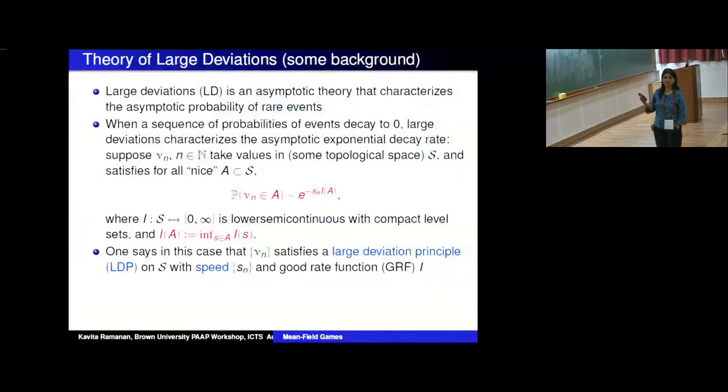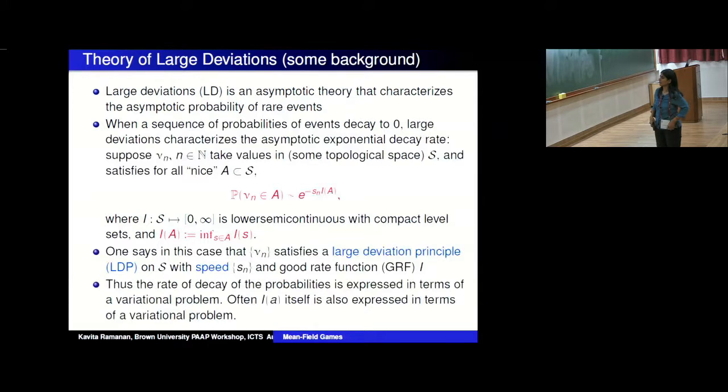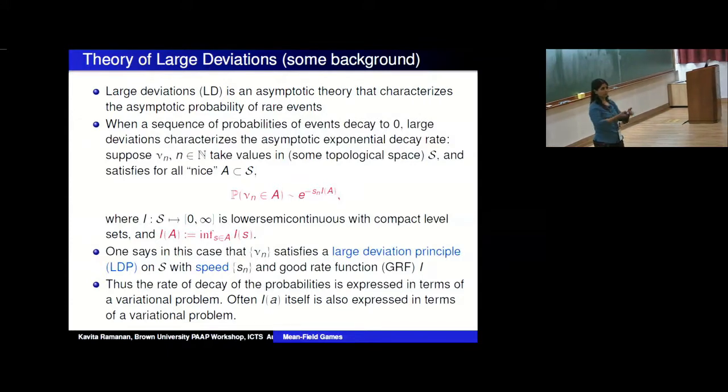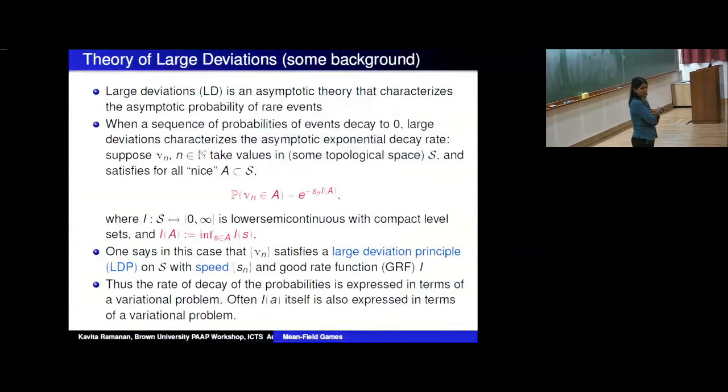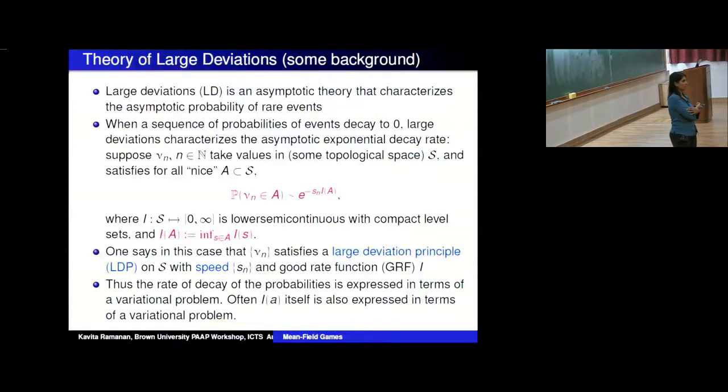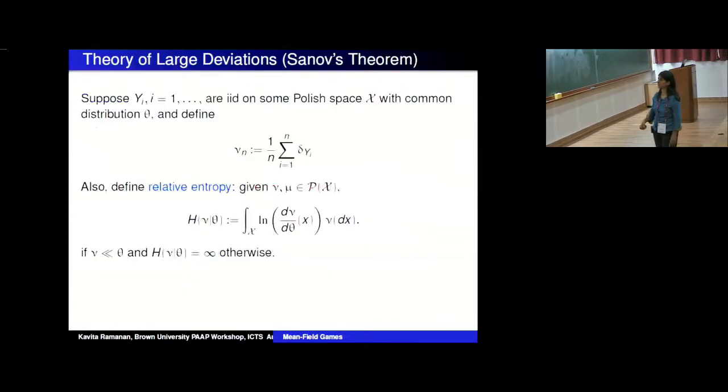Okay, so it's really just saying I have a bunch of probabilities and they're decaying exponentially, and I want to understand the rate at which they decay, and I want to understand the exponent as well. This is often given in terms of some variational problem, and I itself is sometimes also expressed in terms of another variational problem. So what large deviations does is convert the probabilities into variational problems in some sense, and then you can maybe try to solve them just to get insight.